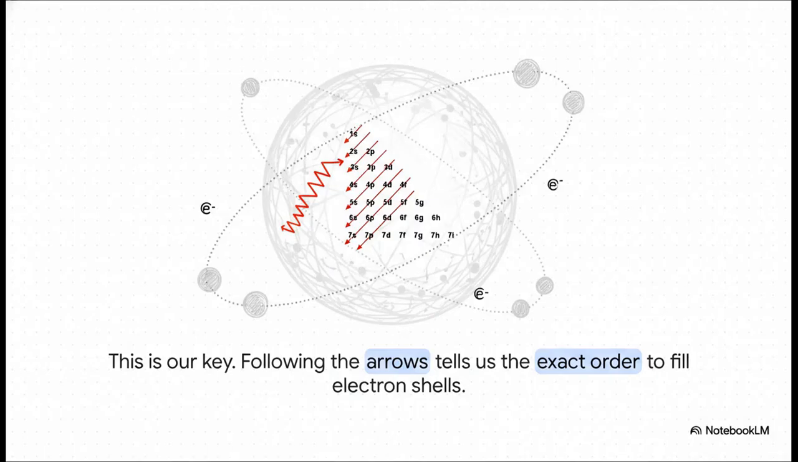And this diagram, this is our decoder ring. It looks a little complicated, but it's super simple. It shows us the exact order that those onion layers get filled. You just follow the arrows. You start at the top with 1s, then you go to 2s, then 2p, then 3s, and you just keep following the path. This is the universal rulebook for building any atom.